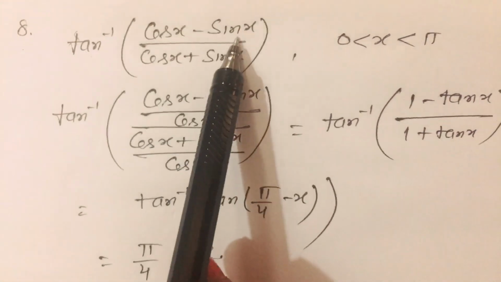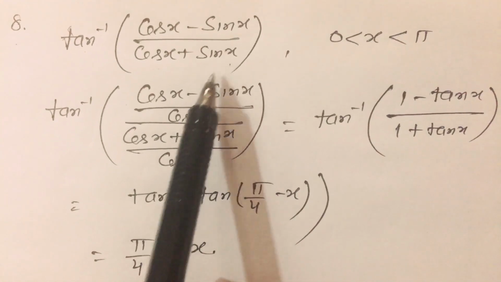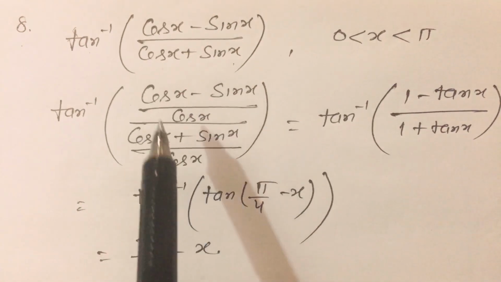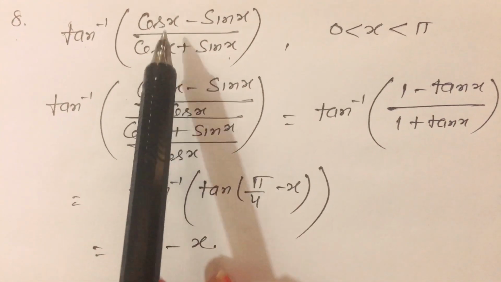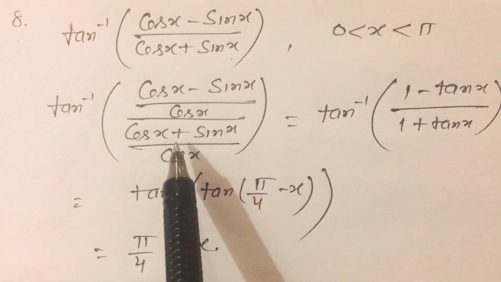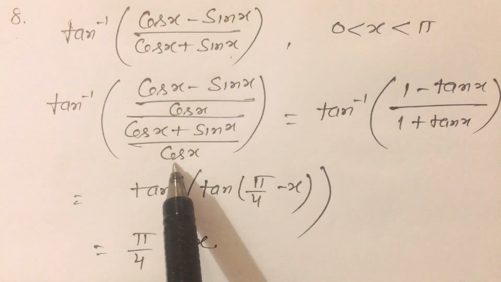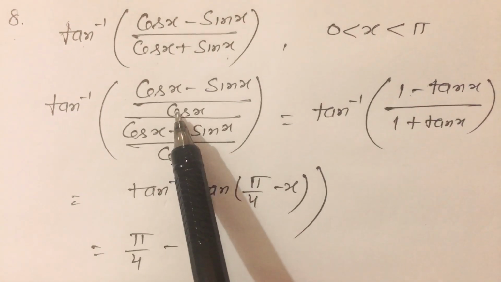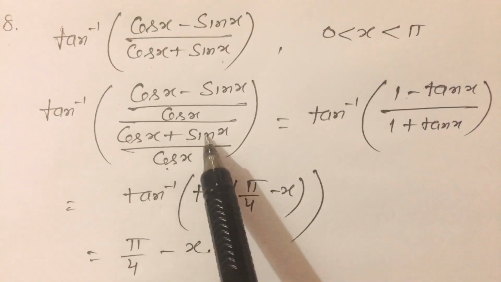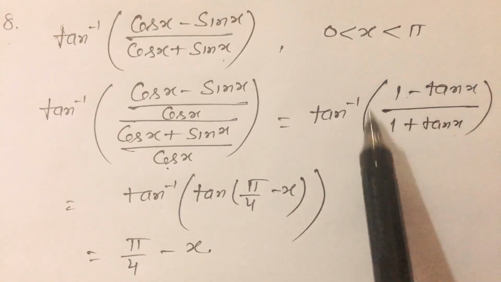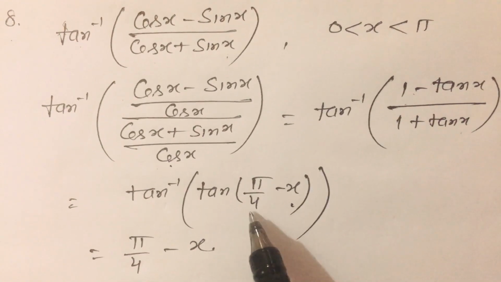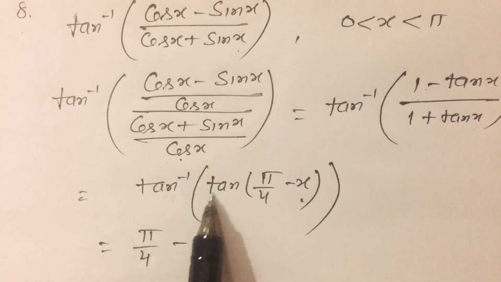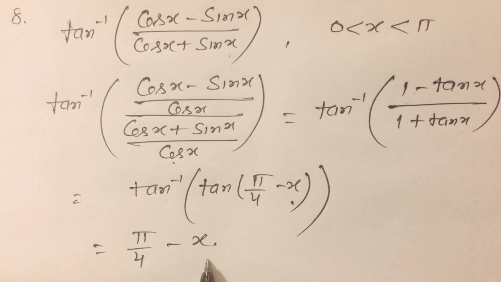Now question number 8. Tan inverse of cos x minus sin x upon cos x plus sin x. In one example we have done the same question. So when you get this type of question, with cos x minus sin x upon cos plus sin, you divide by cos x. Divide the numerator and denominator by cos. So it is cos upon cos is 1, sin upon cos is tan x, in both. So this is the formula of tan pi by 4 minus x: 1 minus tan upon 1 plus tan is the formula of tan pi by 4 minus x. So tan cancels with tan inverse, and we get pi by 4 minus x.